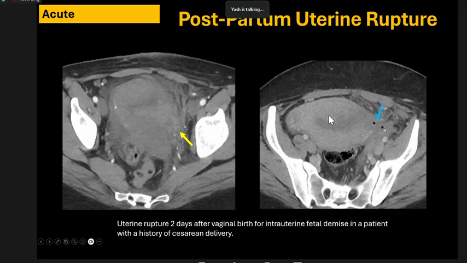Again, this can be a normal appearance. So one more time, I would emphasize that we have to know the clinical context.